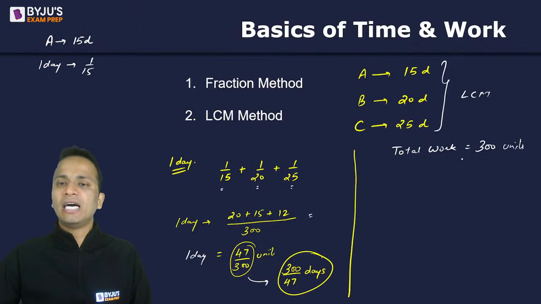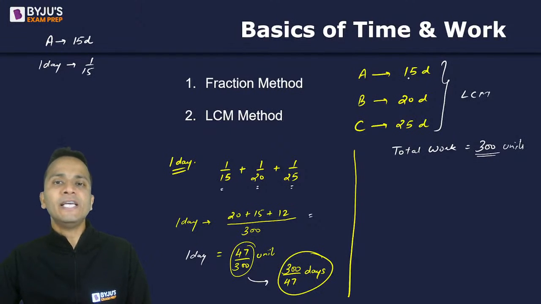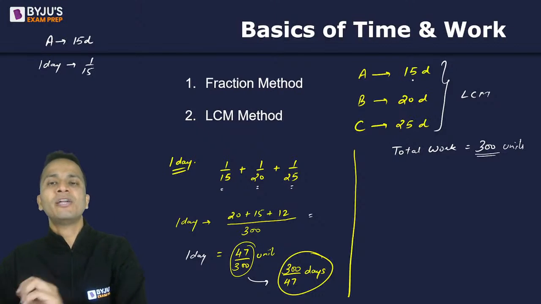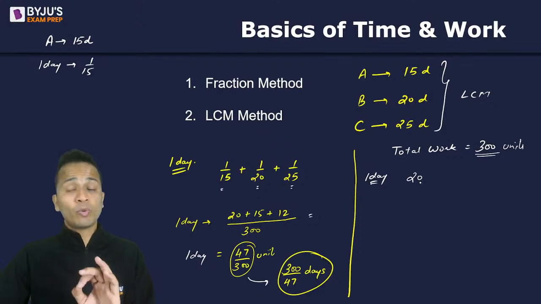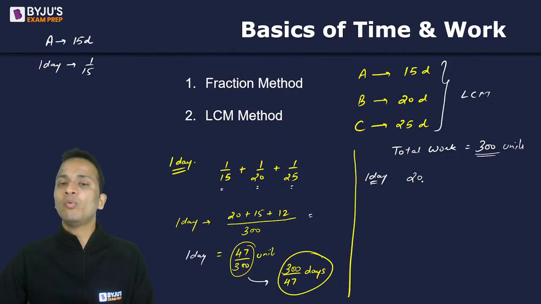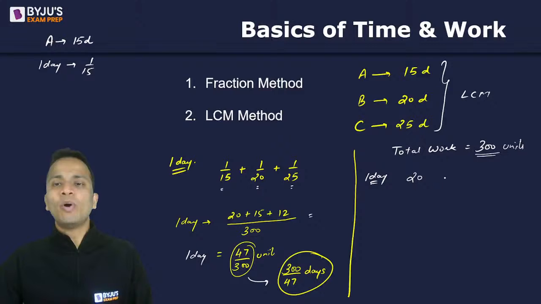Second method, I've started by assuming the total work as 300. So if A can finish this 300 units of work in 15 days, 15 days में 300 units काम कर लेता है, तो one day work of A will be 300 upon 15, that is 20. So 20 will be the one day work of A.